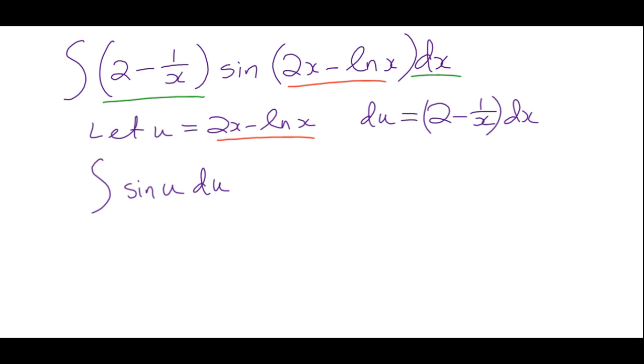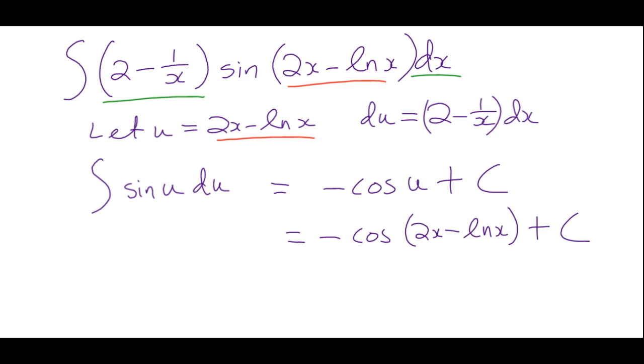Now, it doesn't get much easier than that, right? I mean, what's that? So actually, it's negative cos u, right? Because the derivative of cos is minus sine. So negative cos u plus c, but u is, oh, wait a sec, sorry. What's u? Oh, yeah, 2x minus ln x. And we're done.